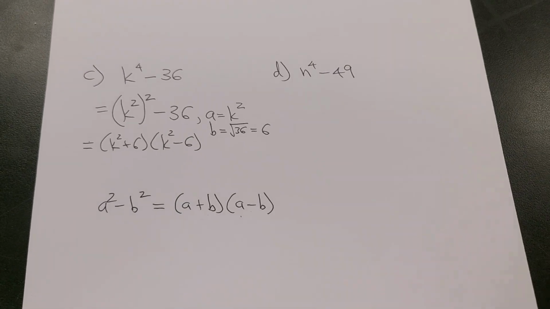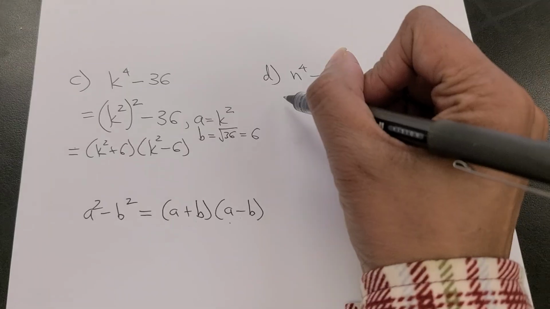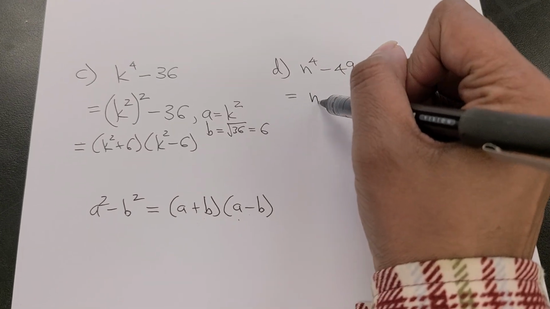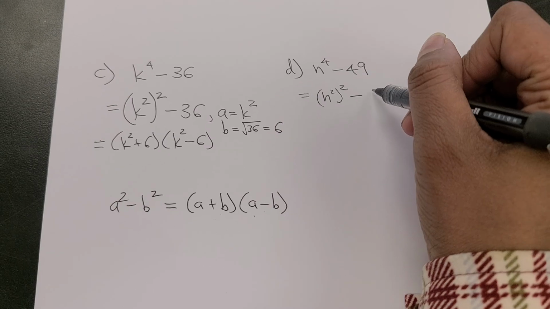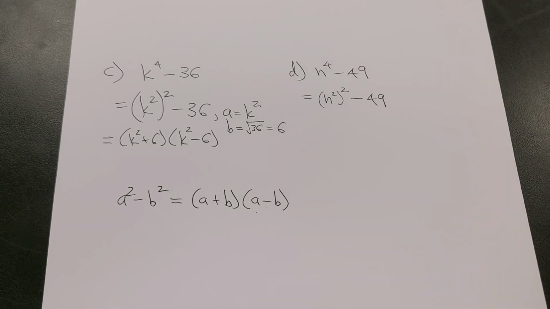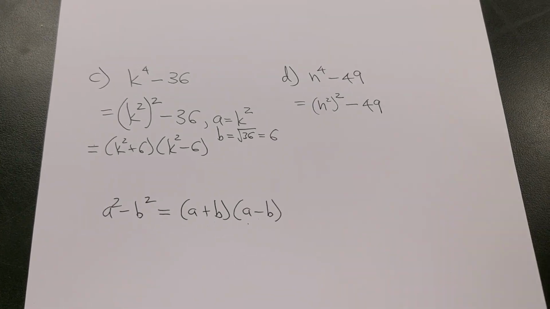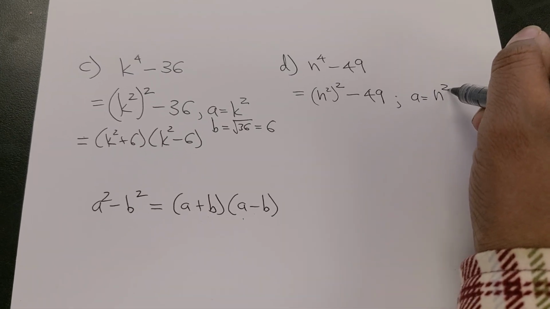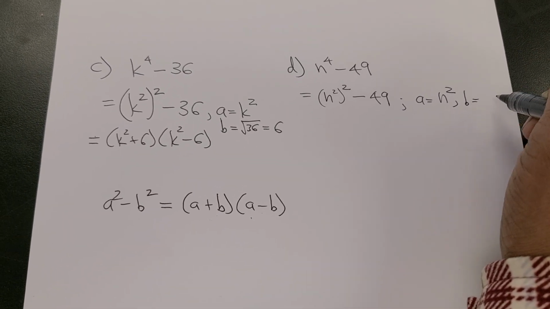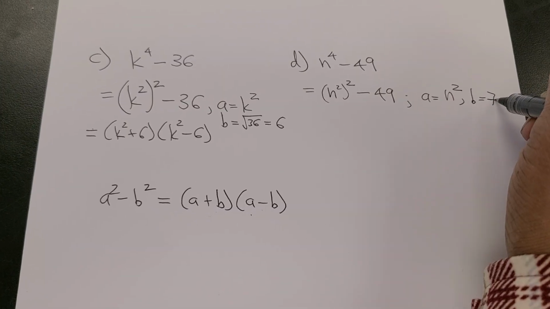Okay, let's try D. It says n to the power 4 minus 49. So again, I want to do n squared to the power of 2 minus 49. Okay, because I can right away see that a is n squared, b is the square root of 49, which is 7.